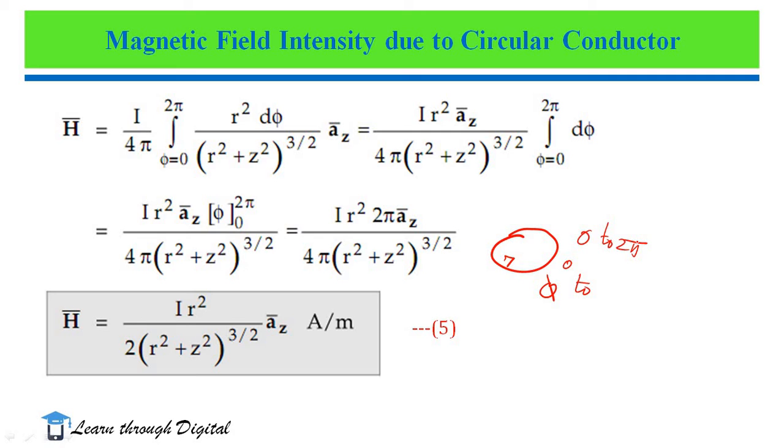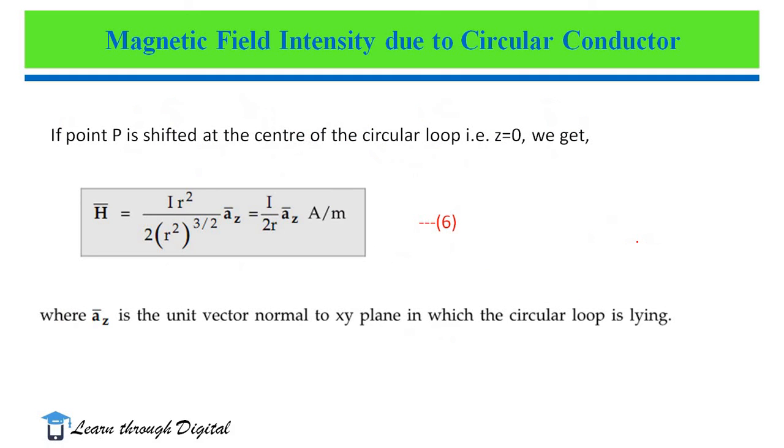Now we simplify this, we will get the expression H vector is equal to I r squared by 2 times r square plus z square power 3 by 2 az vector ampere per meter. This is the expression for magnetic field intensity due to circular loop conductor. This is the magnetic field intensity along the axis of the circular loop.